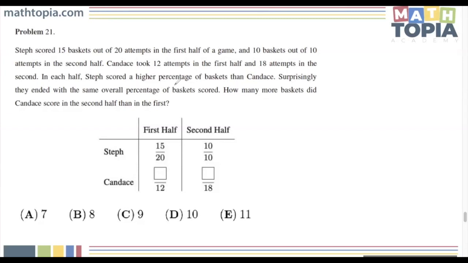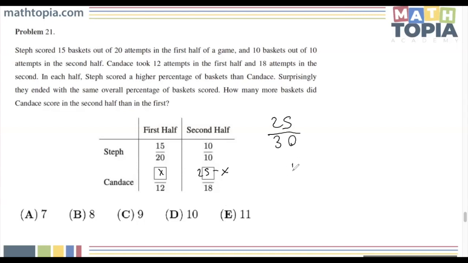So yeah, this is a very simple question, because in order to have the same overall percentage of baskets, right? This percentage here, or fraction, we can just take the fraction. We get 25 out of 30, right? And then for this one, it's over 30 as well. So we know these two numbers here have to add up to 25. So we have x and we have 25 minus x, right?